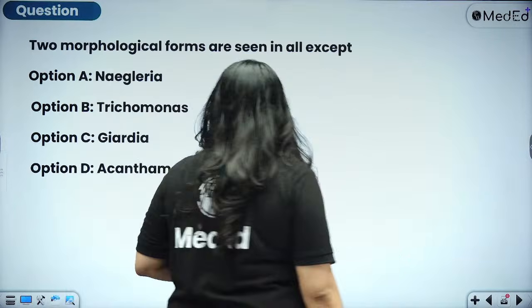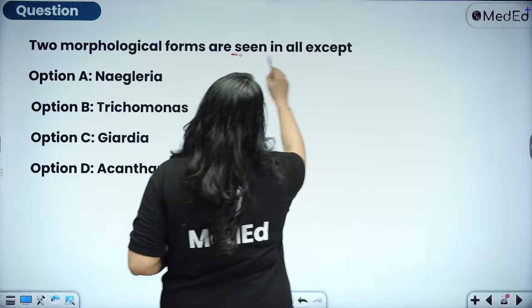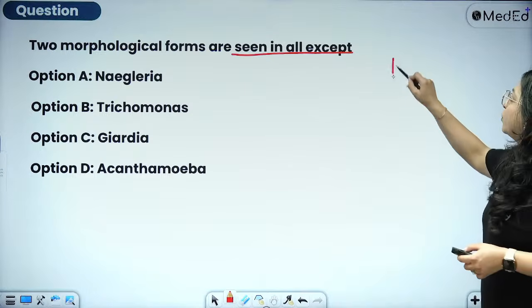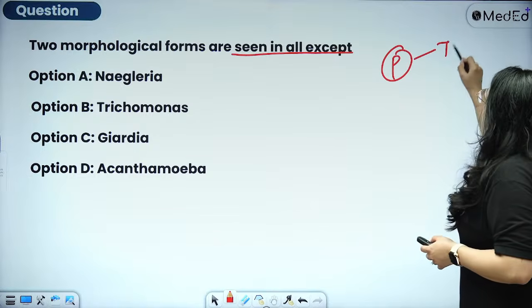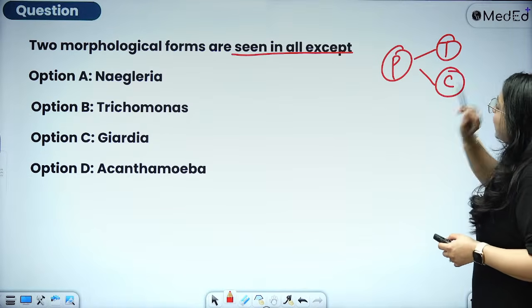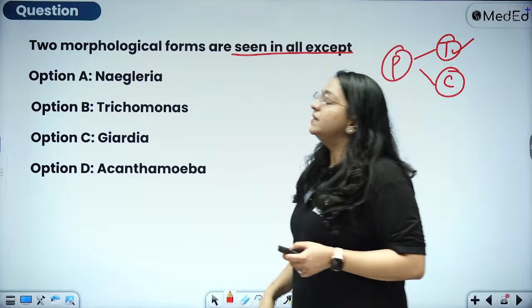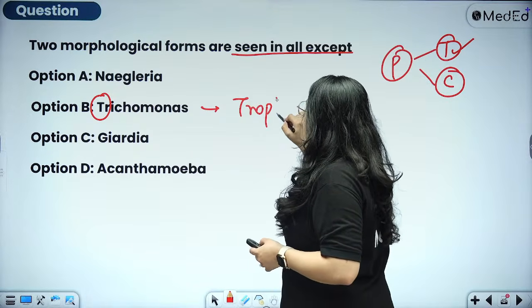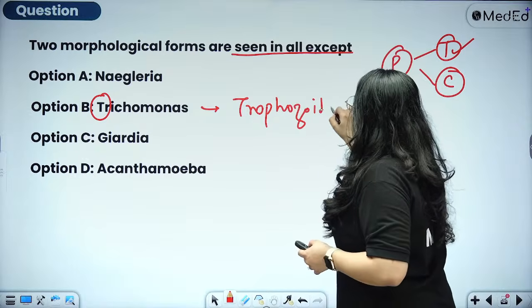Okay, great. Two morphological forms are seen in all except, basically all protozoa. All protozoa exist in trophozoite form and cyst form, except the one whose name starts with T. T for Trichomonas, T for trophozoite only.